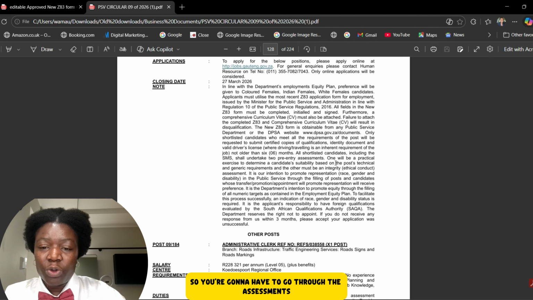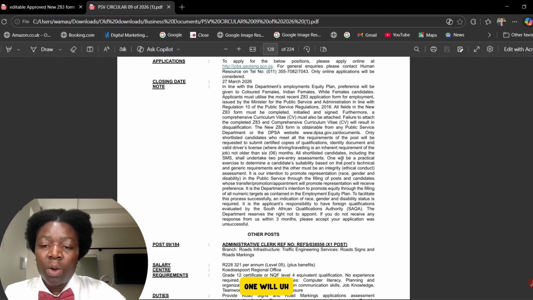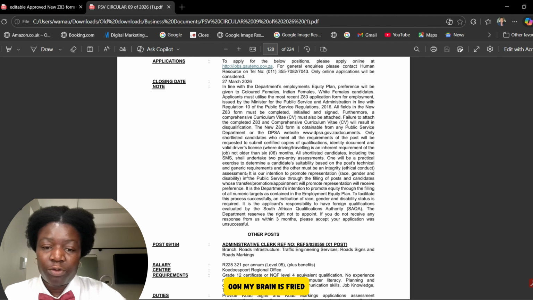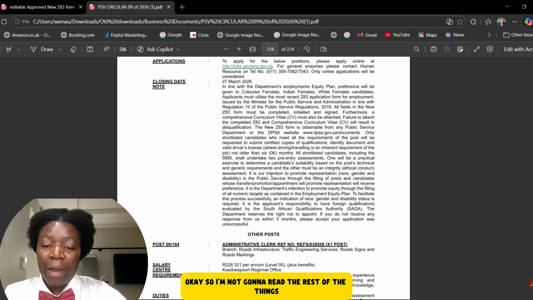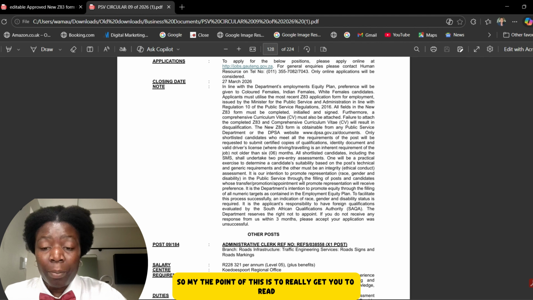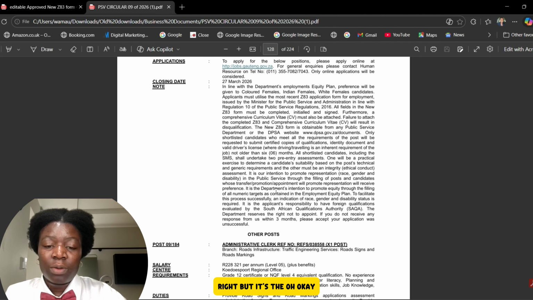So you're going to have to go through the assessments. One will be a practical experience to determine a candidate's suitability based on the most technical and generic requirements, and the other must be an integrity, ethical conduct assessment. Oh, my brain is fried. Okay, so I'm not going to read the rest of the things. I think we understand. The point of this is to really get you to read, right? But it's okay, let me read here.